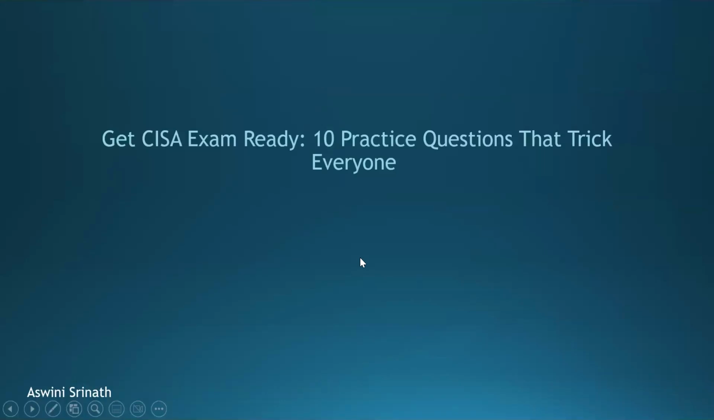So this session is primarily to give a flavor as to how the CISA exam questions would be. That is the primary intent of it, to look at how you need to read the question and understand it. So I'll be taking this session.